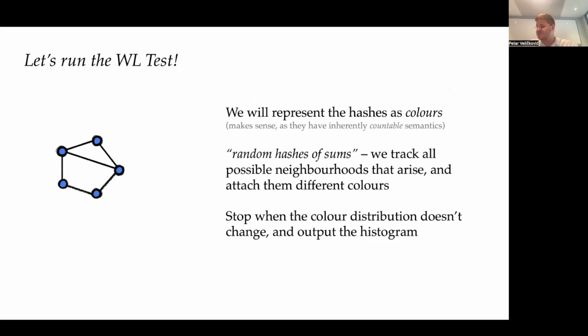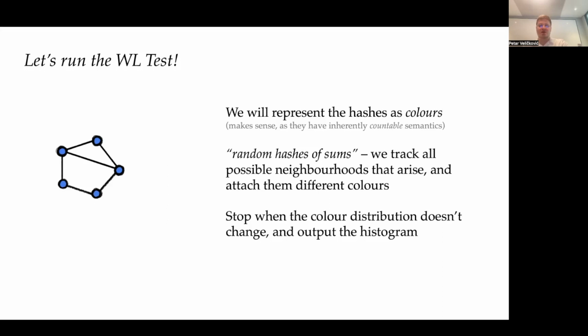So to illustrate what this model is doing, we're going to run the Weisfeiler-Lehman test on this particular graph here that I showed you on some instances before as well. How will we do this? We're going to represent these hashes as colors, which makes sense because inherently they have countable semantics. And once we have these colors, we will track all possible neighborhoods that arise in terms of different colors and just put different colors to different cases. And we stop when there's no new colors to introduce.